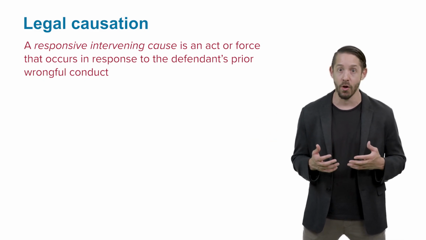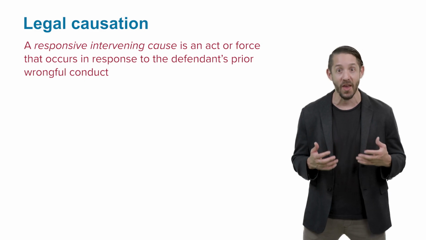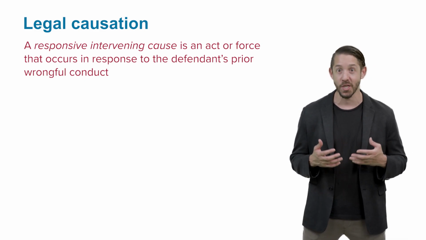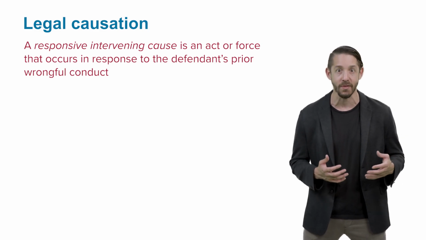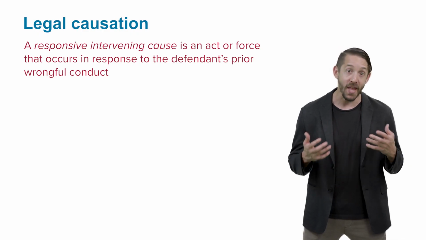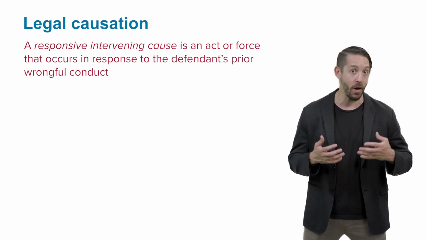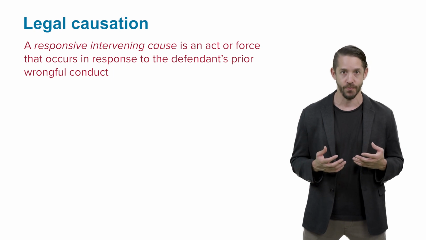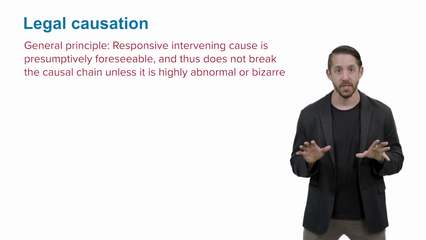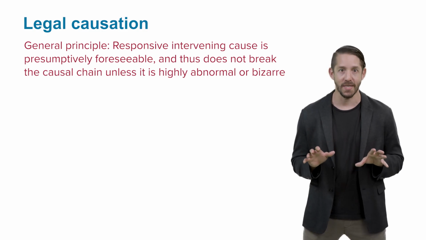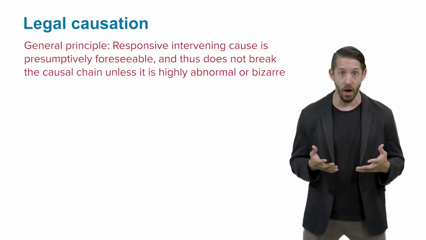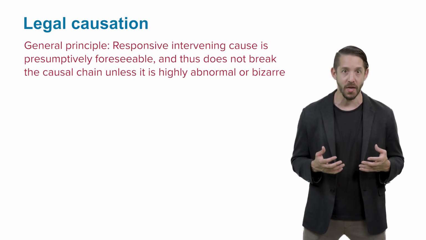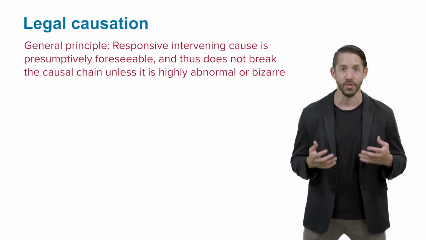Or that the Good Samaritan or medical personnel treating David inflicts a fatal wound in the process of treating him. Or imagine that David has an eggshell leg and thus experiences far greater harm from being shot in the leg than your average person. Or what if David, having experienced the misery of being unable to walk as a result of the injury, decides to take poison to end his misery? Under these circumstances, and those like them, the criminal law says that a responsive intervening cause is presumptively foreseeable and thus does not break the causal chain unless it's highly abnormal or bizarre.